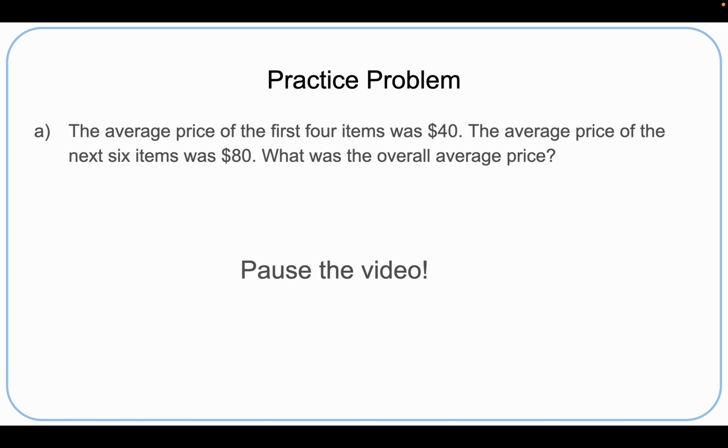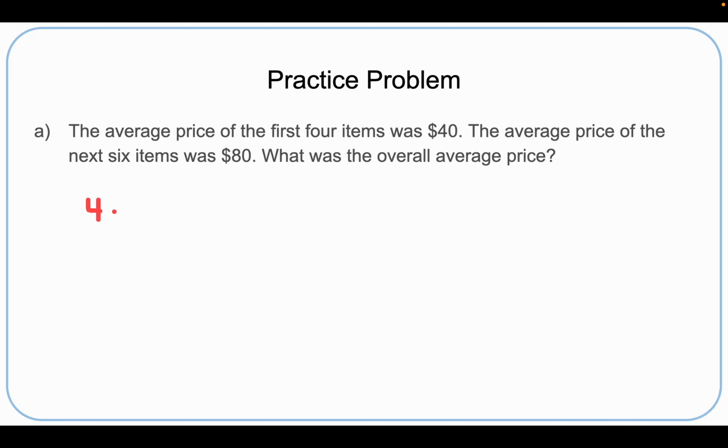Here's your practice problem. Go ahead and pause the video, work this out real quick, and then we'll check your answer on the other side. Okay, the average price of the first 4 items was $40. The average price of the next 6 items was $80. What was the overall average price?